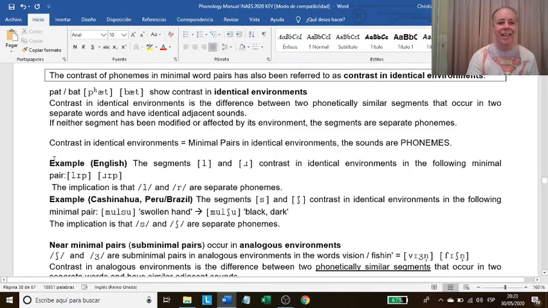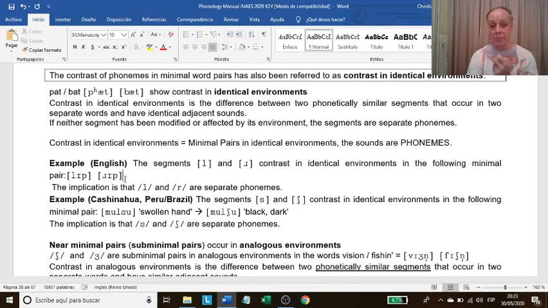Okay. Example in English: the segments L and R contrast in identical environments in the following minimal pair: lip, rip. Can you see that there is contrast? Lip means something and rip means something else. So that means I am sure, 100% sure, that the L and the R in English are two separate phonemes.